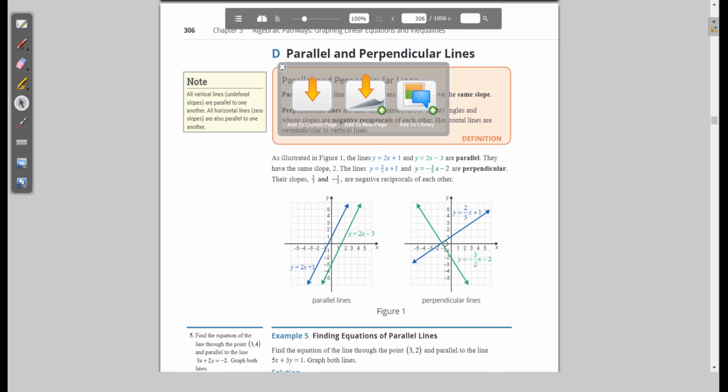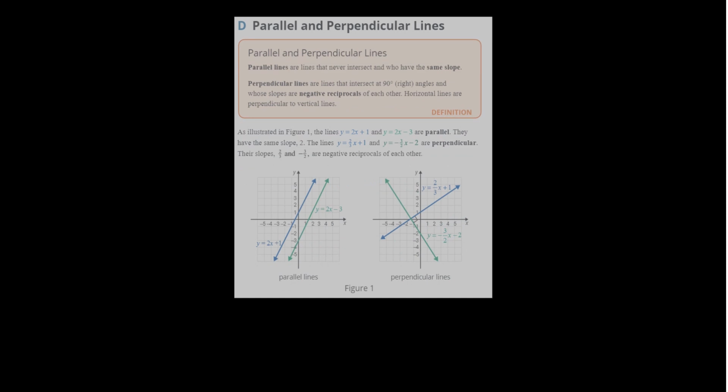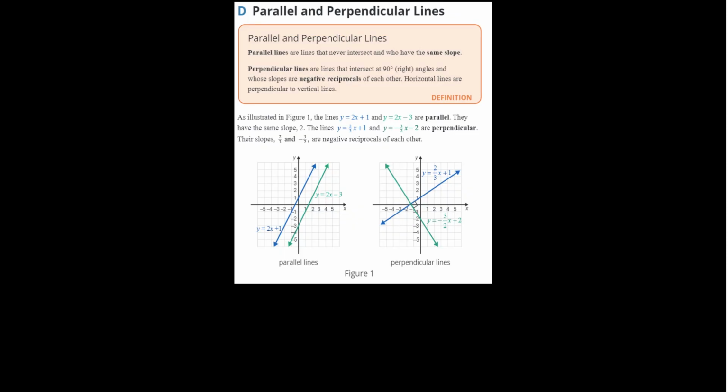Alrighty, so next up we have parallel and perpendicular lines. You've heard of them before, you probably know them already, but we're going to talk about them anyways. Parallel lines are lines that never intersect and have the same slope. Pretty easy. Perpendicular lines are lines that intersect at 90-degree angles, and whose slopes are negative reciprocals of each other.